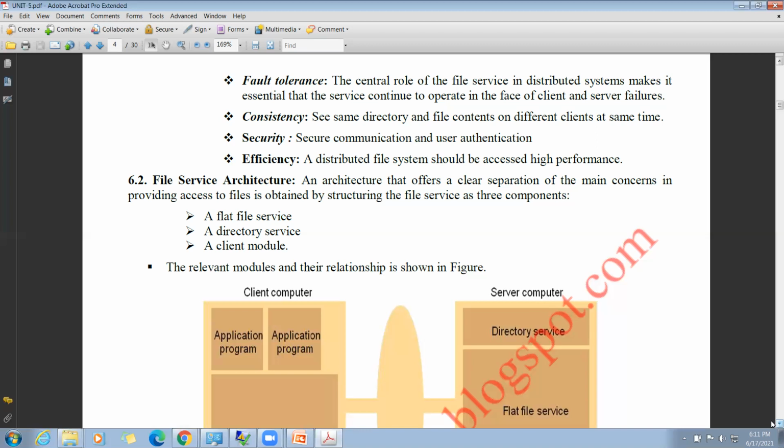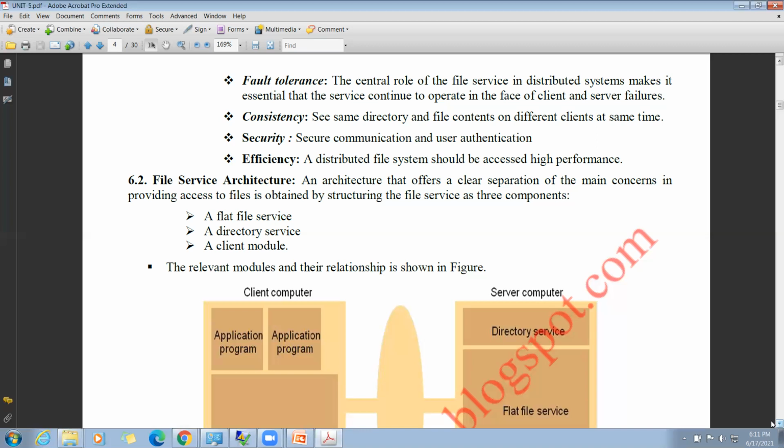The last one is efficiency. A distributed file system should be accessed with high performance. Okay. As I told you, it has some reliability issues and some performance issues. The main requirement for a distributed file system is efficiency. These are all the requirements for a distributed file system.